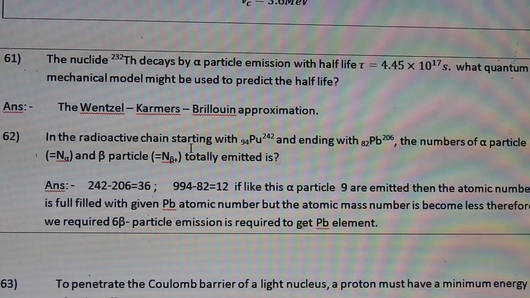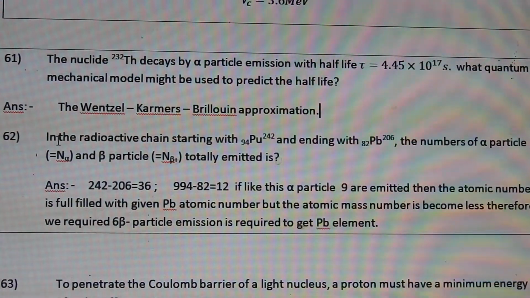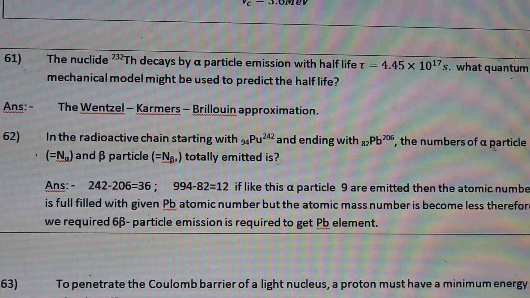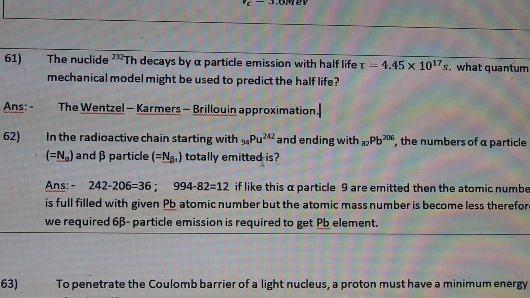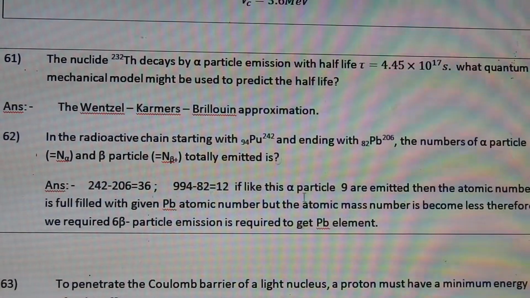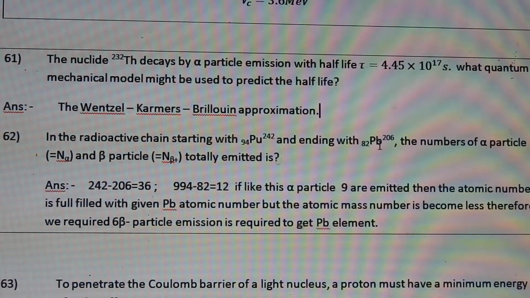Another problem, problem 62: in the radioactive chain starting with plutonium 94, 242 and ending with lead 82, 206, the number of alpha particles and beta particles totally emitted is asked. How many alpha particles are emitted and how many beta particles are emitted? So 242 minus 206 gives 36. 36 means 4 into 9, 4 nines are 36. So 9 alpha particles, it is confirmed.